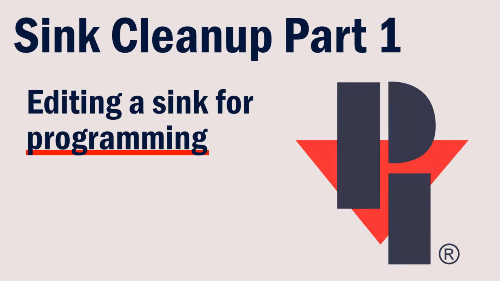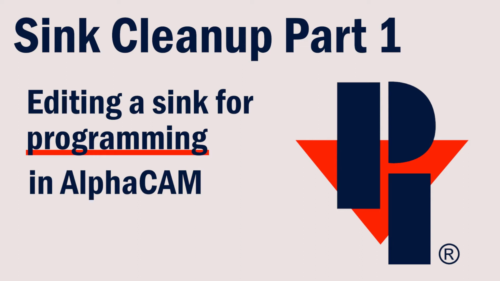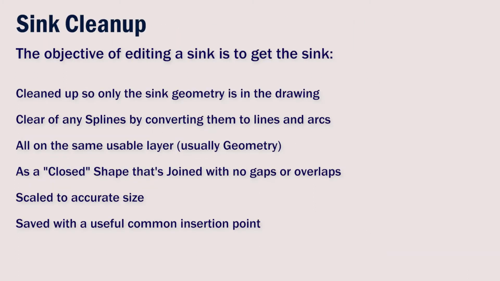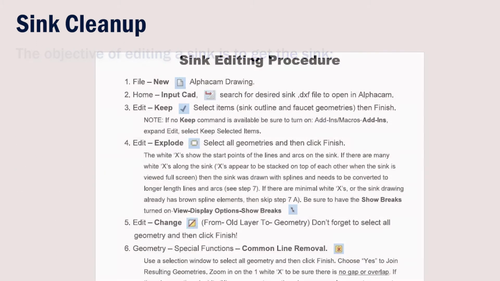A sink is properly cleaned up when it is all drawn with lines and arcs to an accurate size on the same layer and joined with no breaks. Then it can be saved into a library with a common insertion point. We'll be following a sink editing procedure that can be found in your Park Industries training manual or on the Park Industries website.